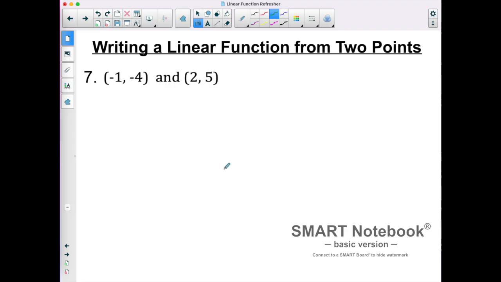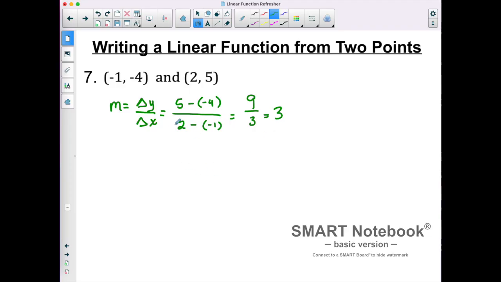We can continue this without a graph. So if I know there are 2 points on the line, there has to be a unique equation that goes through those 2 points. To do that, we first want to find the slope between these 2 points. I'm going to use that slope formula that we had, y2 minus y1 over x2 minus x1. And we get 9 over 3, which is a positive 3 slope.